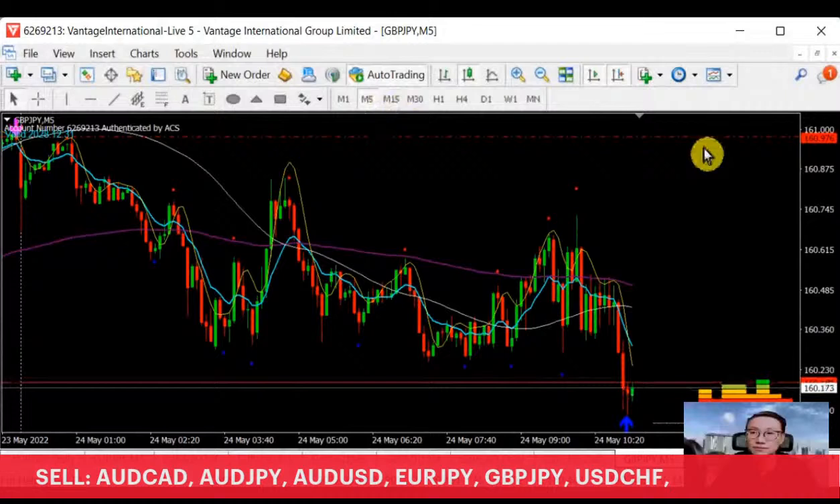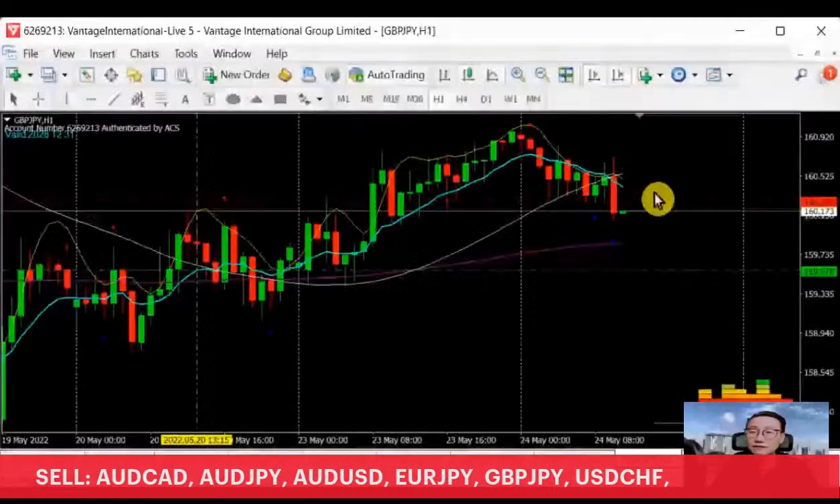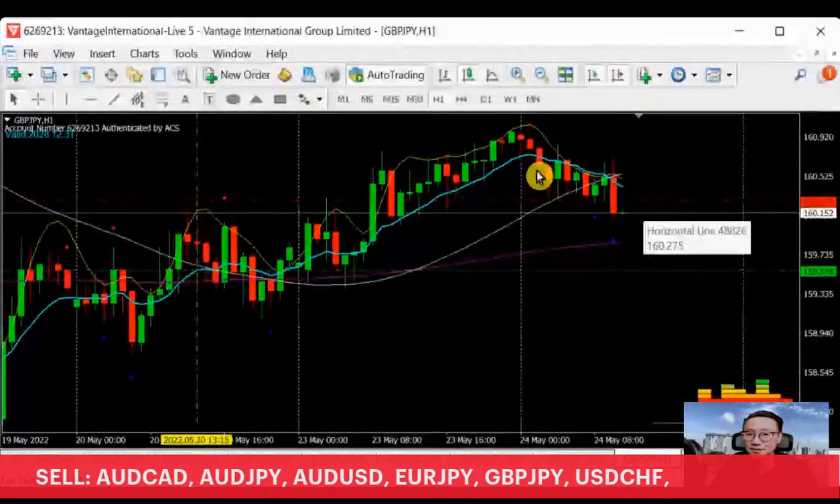So this is what I'm saying. Don't chase. Just wait for it to retrace upward, to retest the resistance here. If the resistance has been retested and it's not breaking, then we may have a good chance to sell. Right? We will have a good chance to sell.